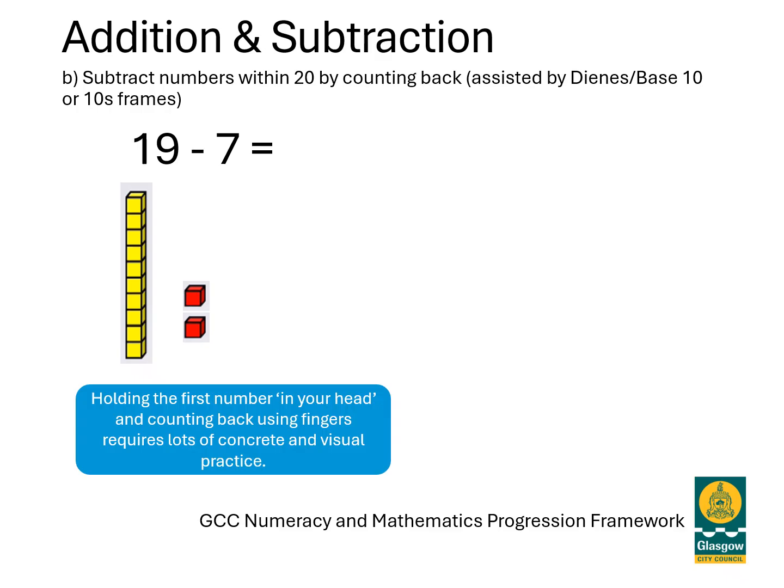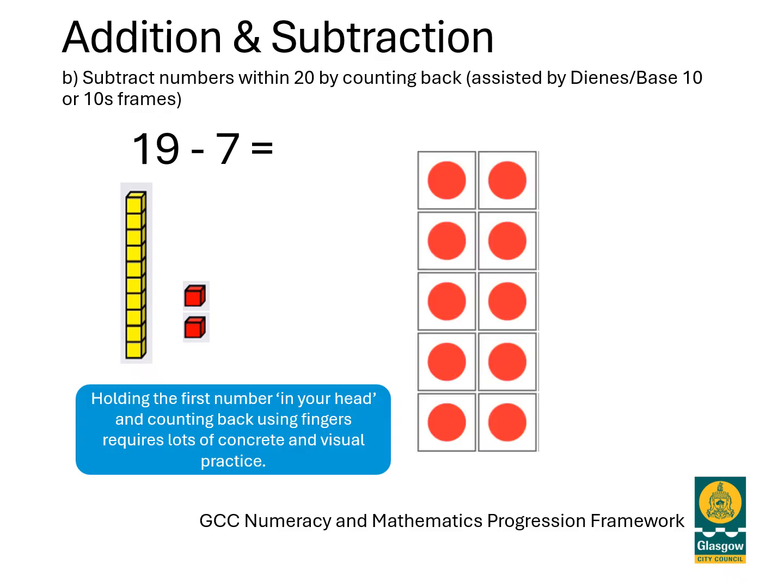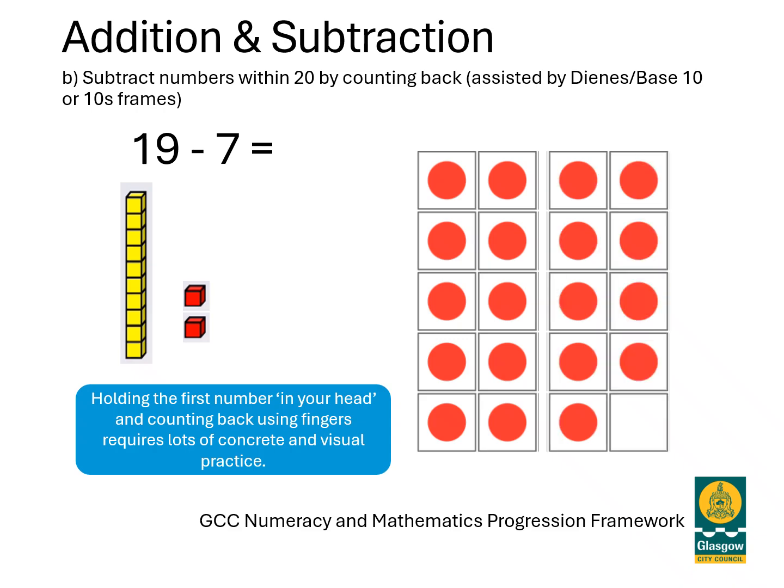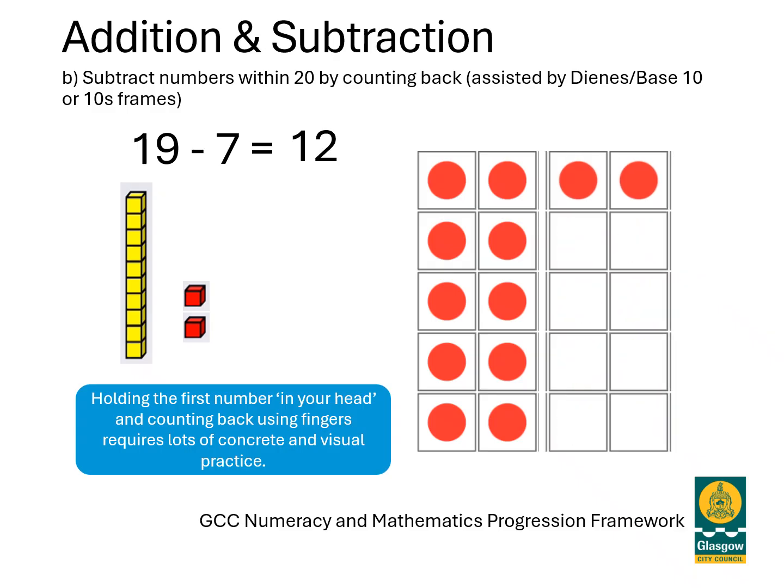Again, pupils will eventually be able to move on and start with 19 in their heads and use their fingers to count back, but only after lots of concrete practice to embed that concept. So again, we could model this in the same way with tens frames, starting with our 19 and then counting away 7 of those, removing them completely to model that we have 12 remaining.